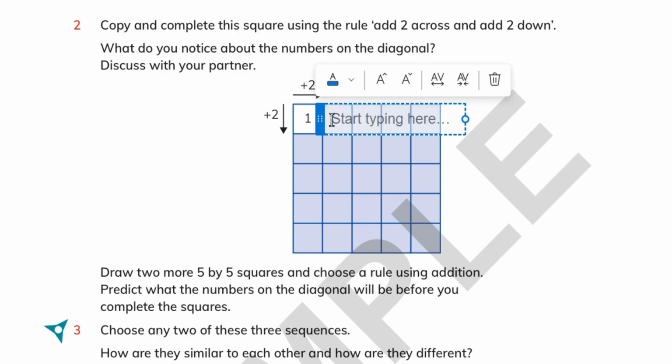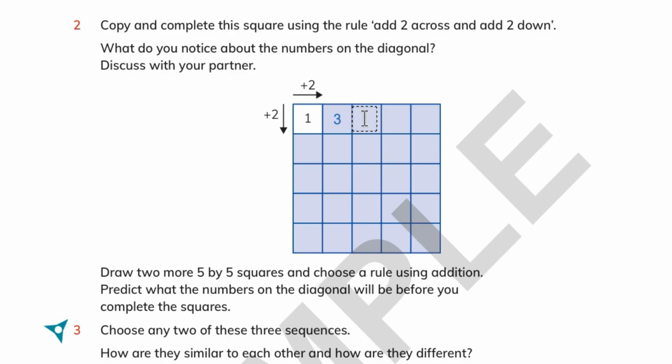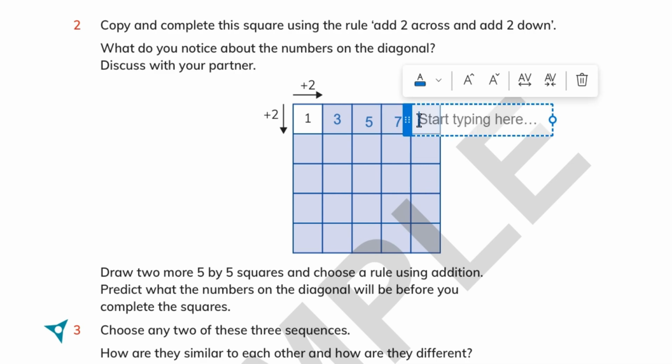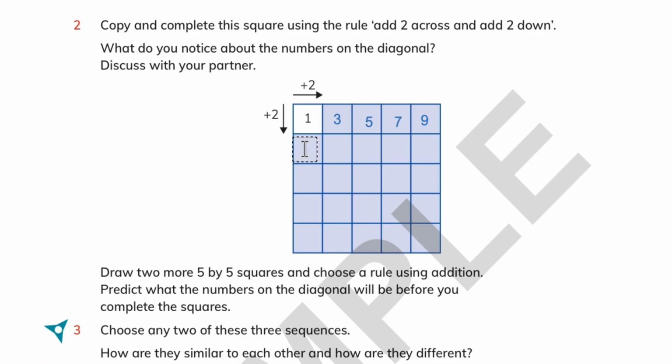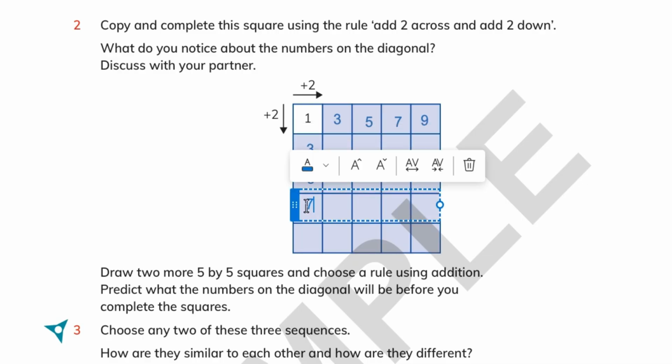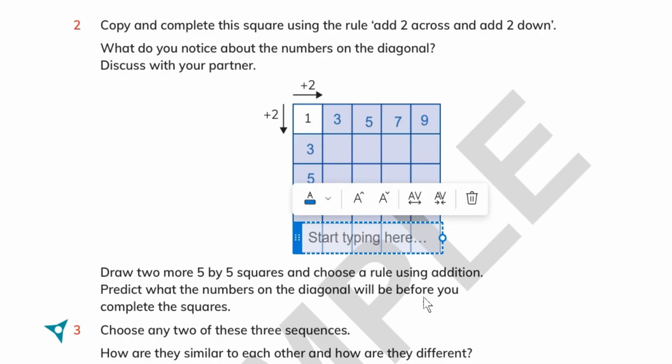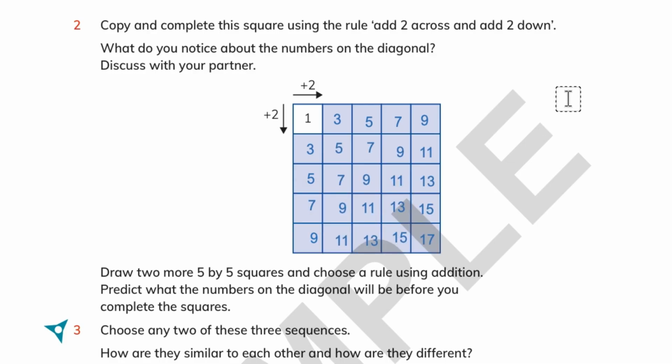Okay, so 1 plus 2, 3, 5, 7, 9. Similarly, we have to add 2 down. 3, 5, 7, 9. So I have completed this square for you. I have added 2 across and 2 down.